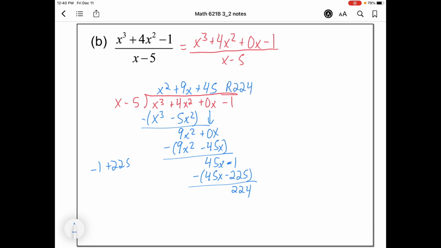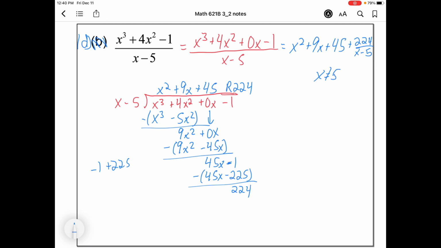So the result to this division is x squared plus 9x plus 45. And I tell you what, the fact that it doesn't divide evenly tells us that x minus 5 is not a factor. This is actually not that helpful for getting this all factored out. Let's call this question D. And the restriction is x is not equal to 5.